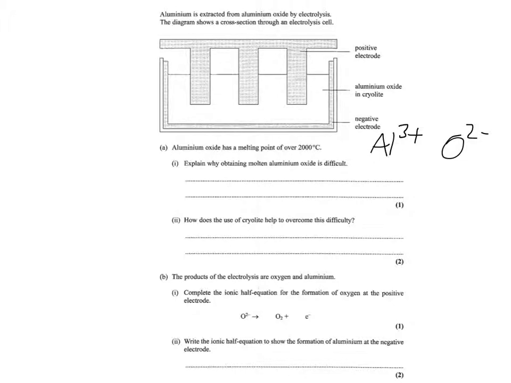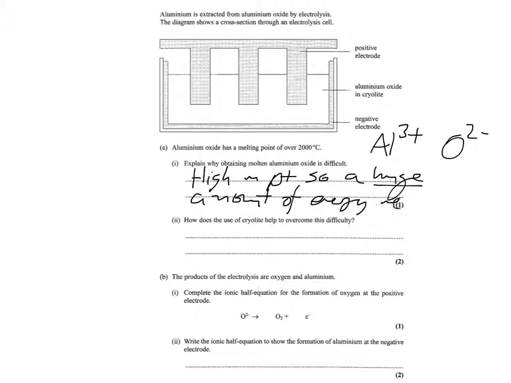So explain why obtaining molten aluminium oxide is difficult: because it's got a high melting point, so such a huge amount of energy is needed. And so cryolite is used. Now cryolite needs to be heated to a pretty high temperature, probably around 1500 degrees Celsius. But at these temperatures cryolite becomes a liquid, and when you put aluminium oxide into it, it dissolves.